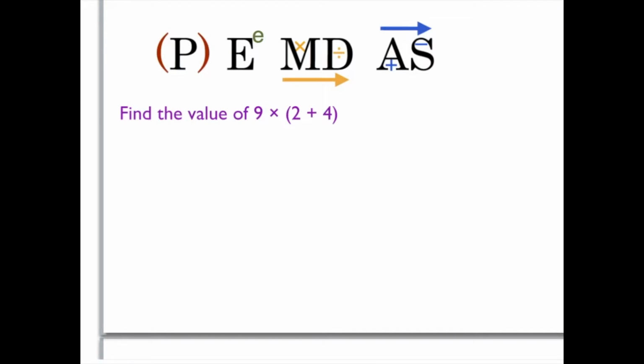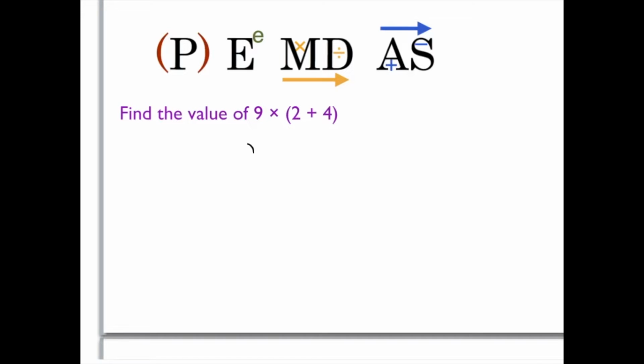In this problem, we're going to find the value of 9 times the quantity of 2 plus 4. Anytime you see parentheses like this, we say the quantity of whatever's in between there. So again, 9 times the quantity of 2 plus 4. Let's go ahead and solve this one. And again, now would be a great time to pause the video, try this on your own, and then come back and see if you did it properly.